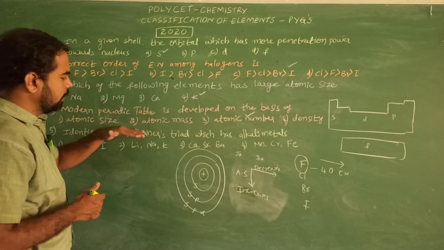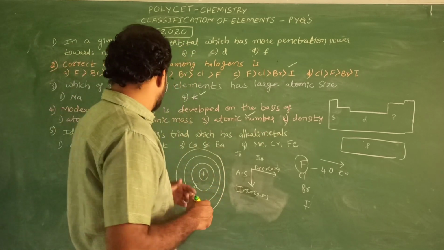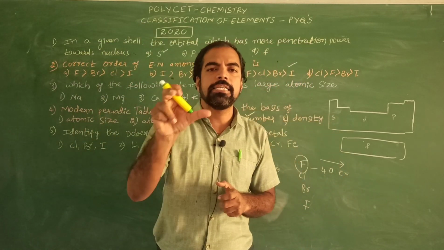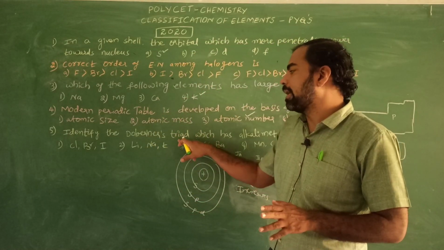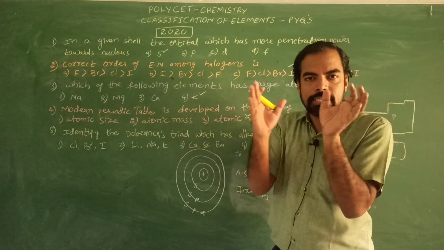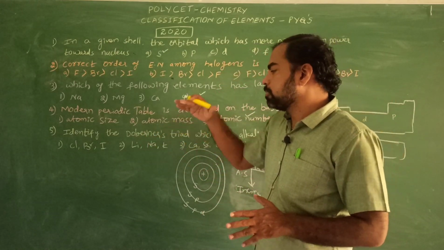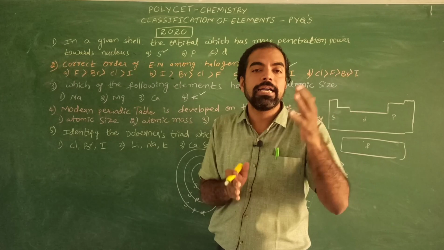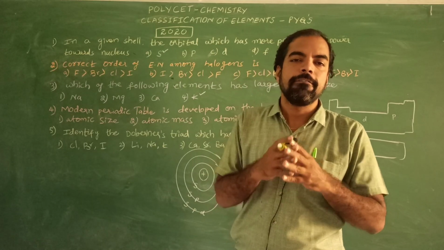Next, identify the Dobereiner triad which has alkali metals. Dobereiner triad means, here Dobereiner is the name of the scientist, he arranged the elements, three elements as one group, that means one category, that is called a triad. Tri means three. Three elements considered as one category. According to Dobereiner, in the three elements, the average of the first element's atomic weight and the third element's atomic weight is equal to the middle element's atomic weight.